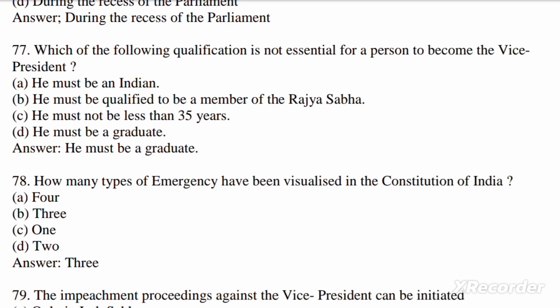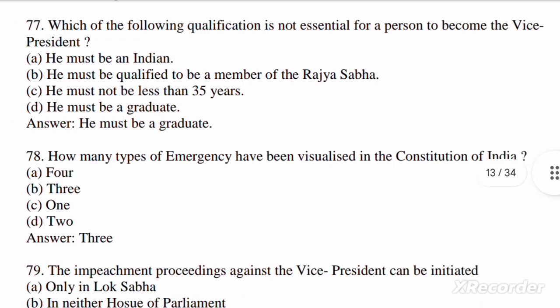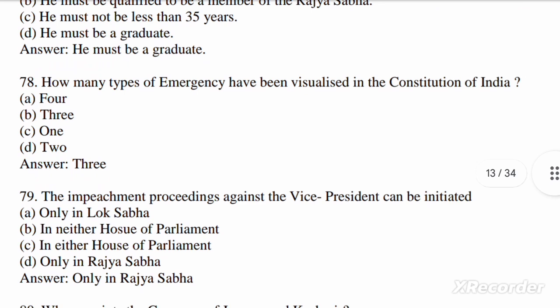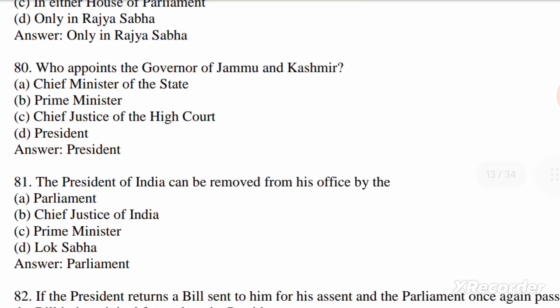78. How many types of emergency have been visualized in the Constitution of India? 3. Article 352, Article 356 and Article 360. 79. The impeachment proceedings against the Vice President can be initiated only in Rajya Sabha. 80. Who appoints the Governor of Jammu and Kashmir? Answer. President. 81. The President of India can be removed from his office by Parliament.